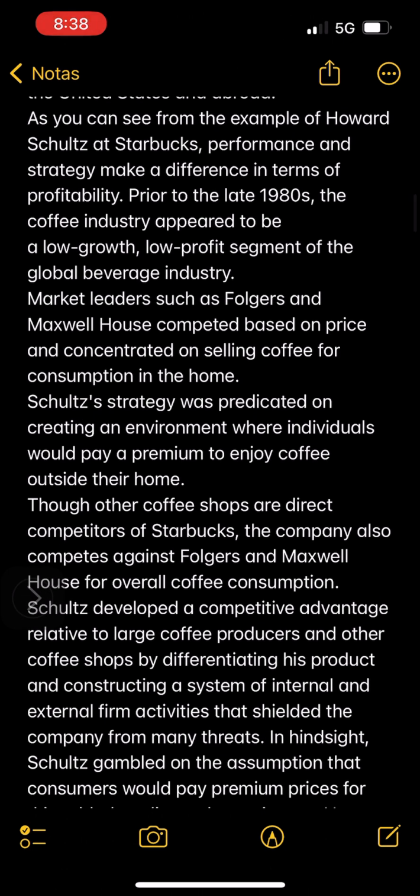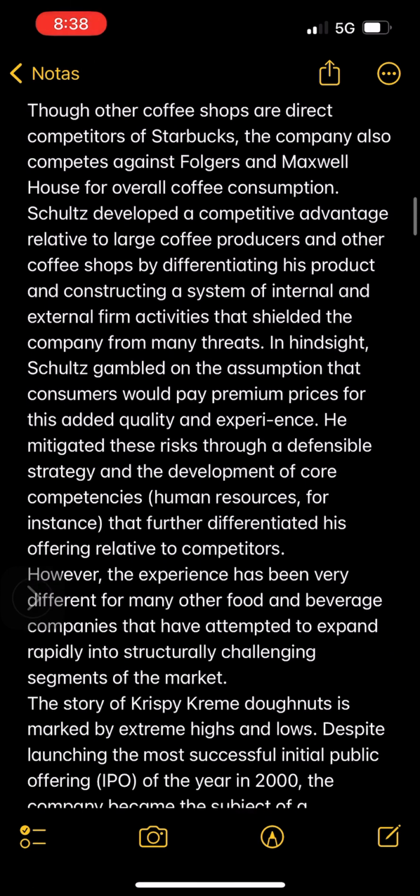Prior to the late 1980s, the coffee industry appeared to be a low-growth, low-profit segment of the global beverage industry. Market leaders such as Folgers and Maxwell House competed based on price and concentrated on selling coffee for consumption in a home. Schultz's strategy was predicated on creating an environment where individuals would pay a premium to enjoy coffee outside their home. Though other coffee shops are direct competitors of Starbucks, the company also competes against Folgers and Maxwell House for overall coffee consumption.